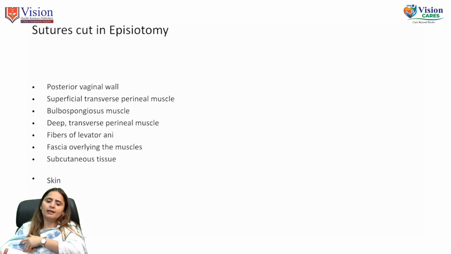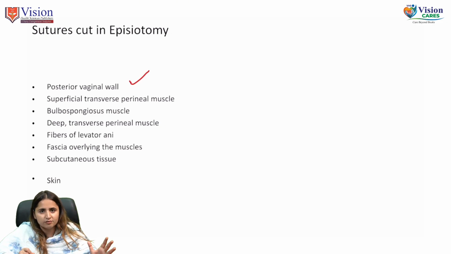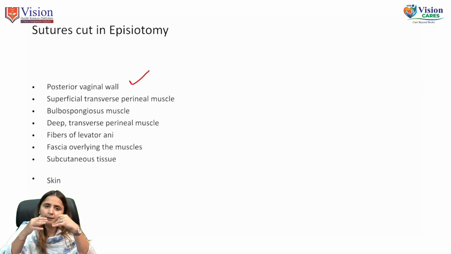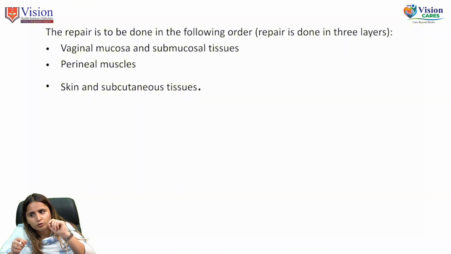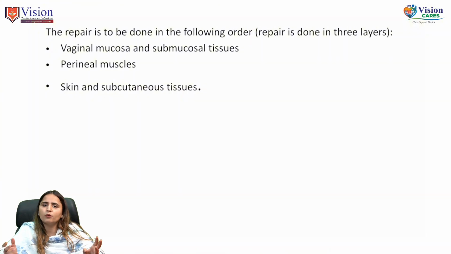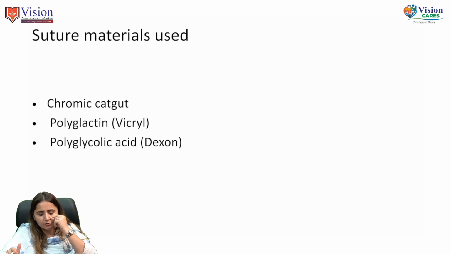And the structures cut in the episiotomy: first the posterior vaginal wall, then the superficial transverse perineal muscle, then the deep transverse perineal muscles and fibers of the levator ani, fascia, subcutaneous tissue and the skin. Similarly, when we repair, we are going to suture in 3 stages. First, we suture the vaginal mucosa, then the perineal muscles, and last the skin and subcutaneous tissues.